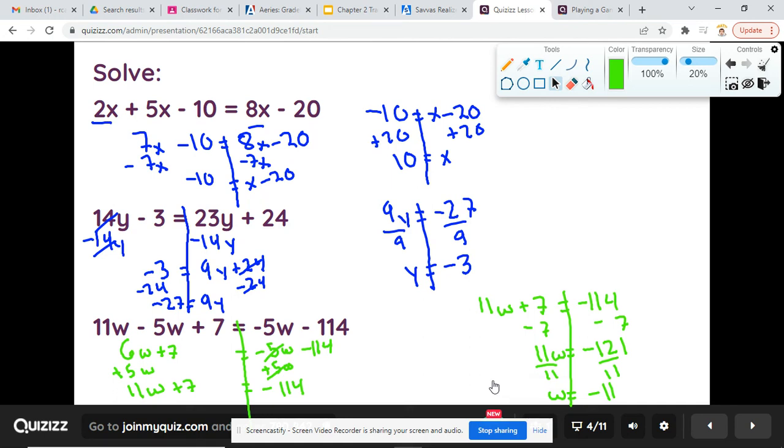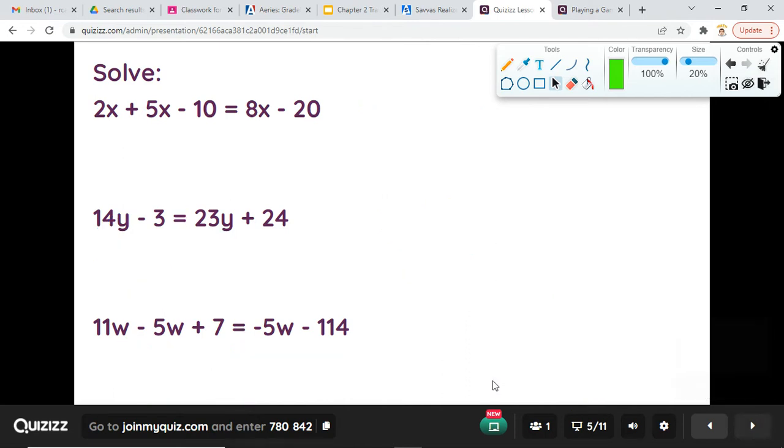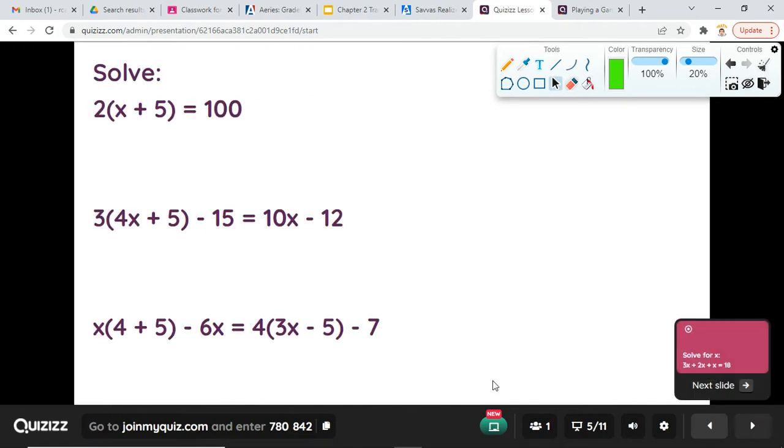All right, ladies and gentlemen, we are back if you're watching this on video here. So remember, we just solved equations with variables on both sides, and we're going to keep going to solving equations with distribution, okay? So going on to our next slide here, we want to solve a very simple one here.